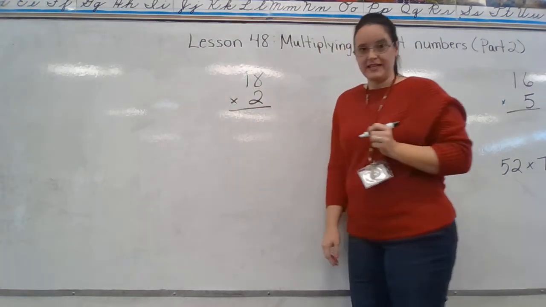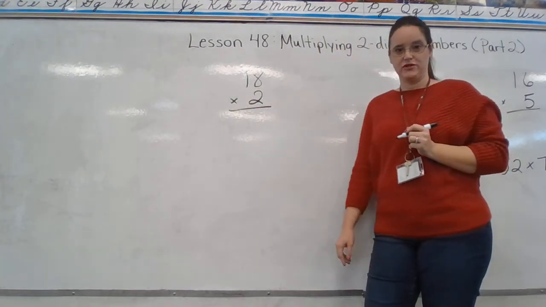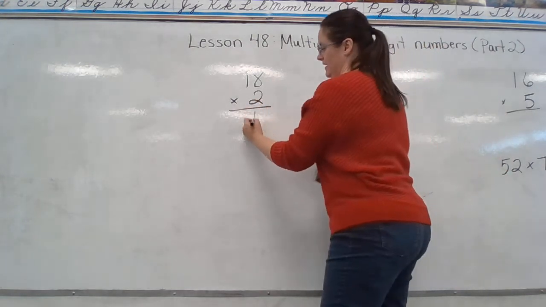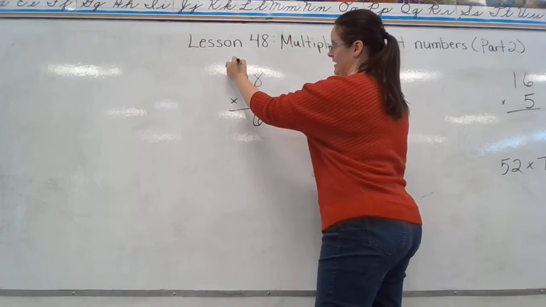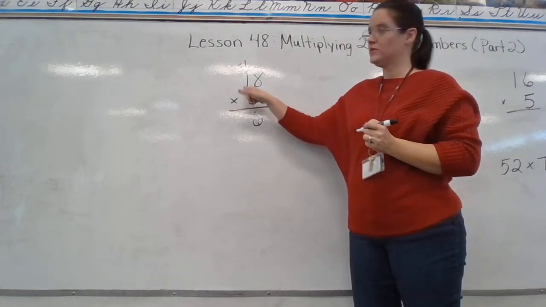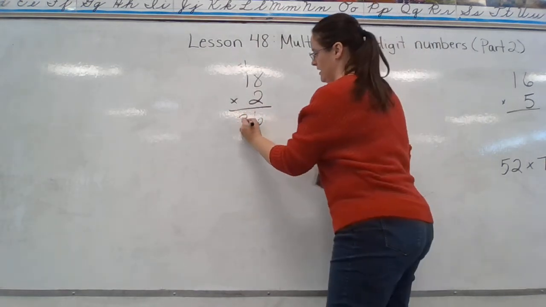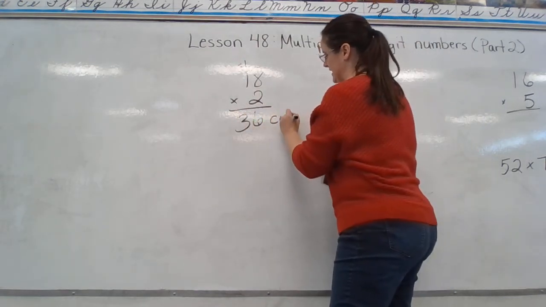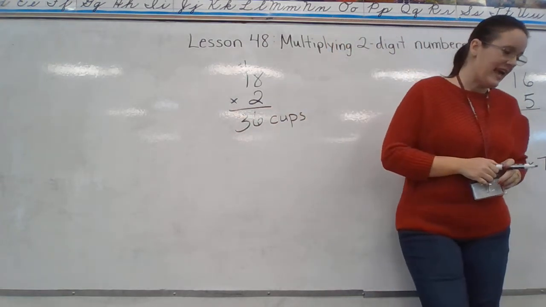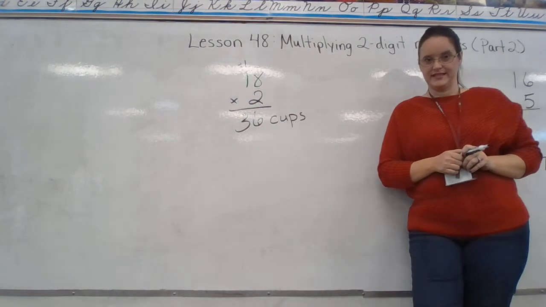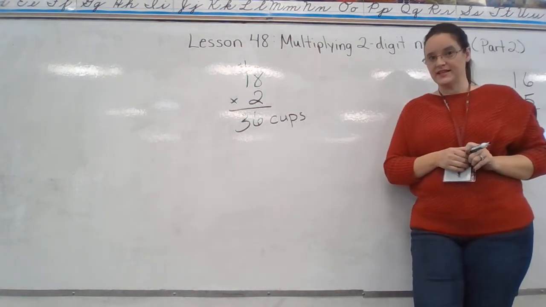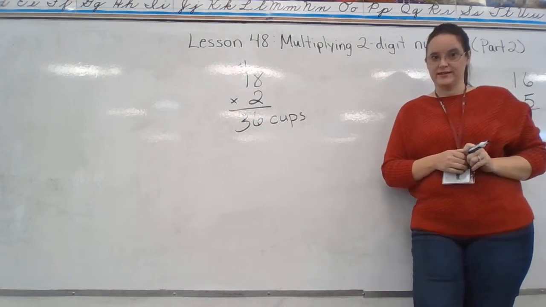So that's a multiplication problem. 18 times 2. What's 8 times 2? 16. Carry my plus 1 over there. 2 times 1 is 2, plus 1 is 3. So he needs 36 cups. But the question says, how many quarts? So in order to solve this, we need to know how many cups are in a quart.